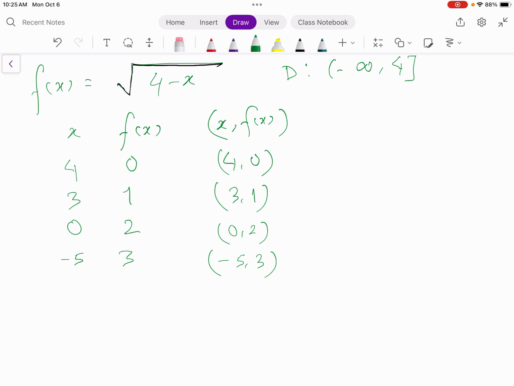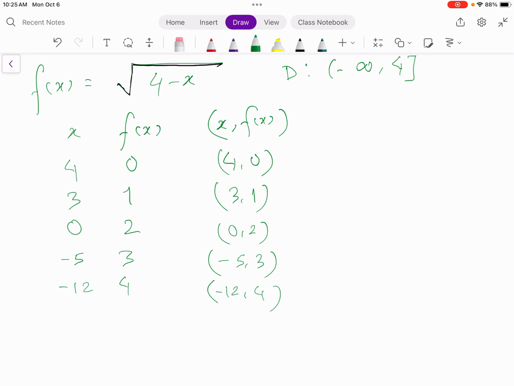So we know the square root of 16 is 4, right? So how can we make 16 here under the radical sign? Negative 12. Okay, so let's pick our x as negative 12. So if our x is negative 12, we have 4 minus negative 12, that is 16. Square root of 16 is 4. So (-12, 4). But you are allowed to pick any number less than or equal to 4. Okay, if you want a decimal, you can pick one.